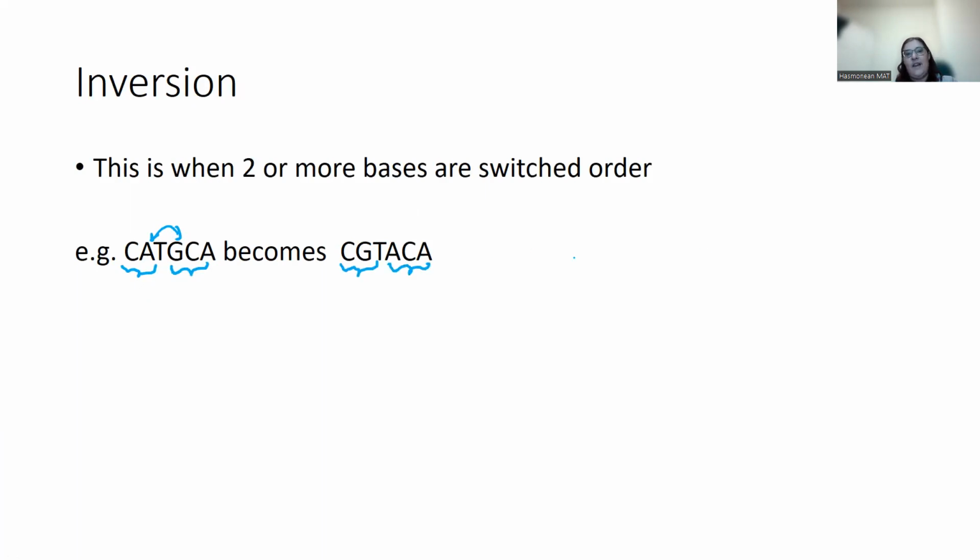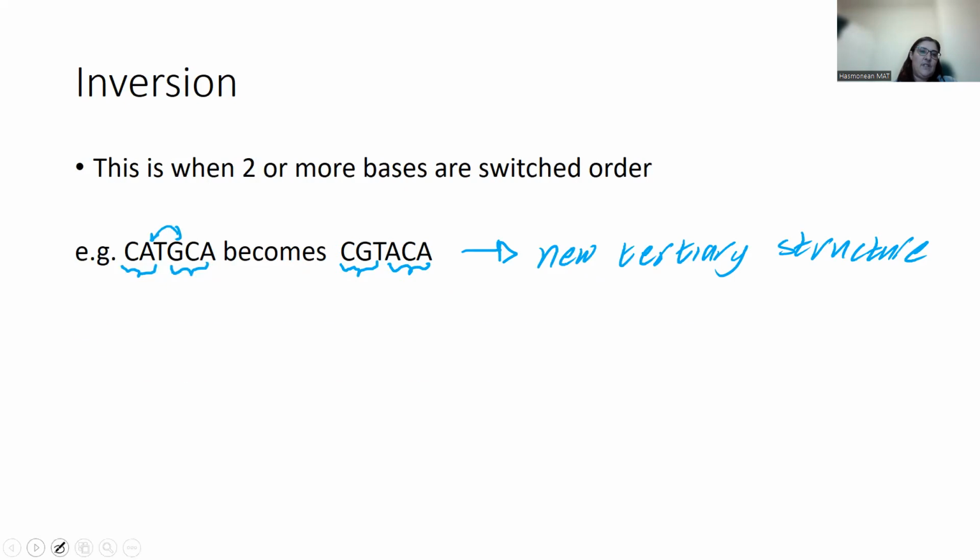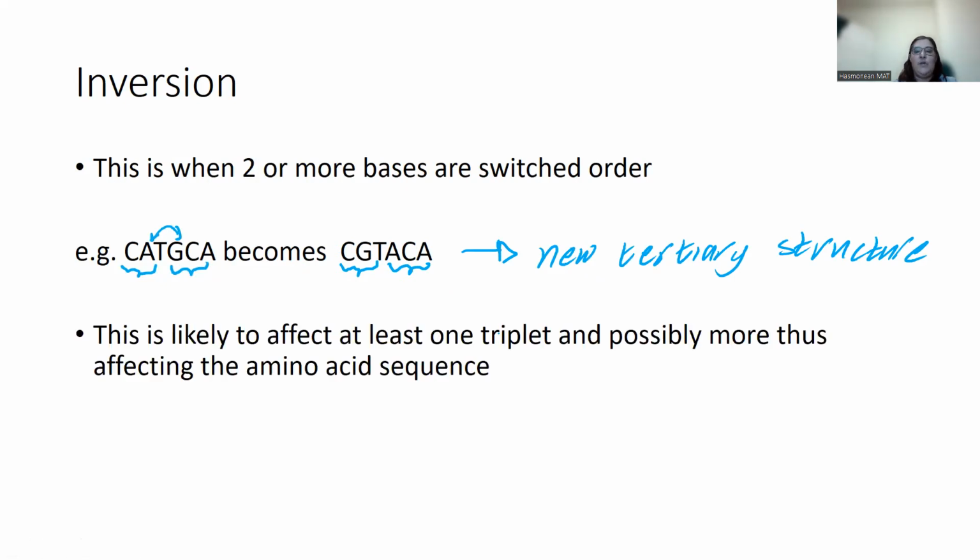We won't necessarily have an effect on any other triplets, but those 2 triplets are completely different, which means if those 2 amino acids are important in the bonding of the R groups, in the tertiary structure, we will have a new tertiary structure, which in most cases would be a disadvantage. Obviously, natural selection means occasionally these mutations give us a selective advantage, but in most cases, it would be a selective disadvantage, okay? So it's likely to affect at least one triplet and possibly more.